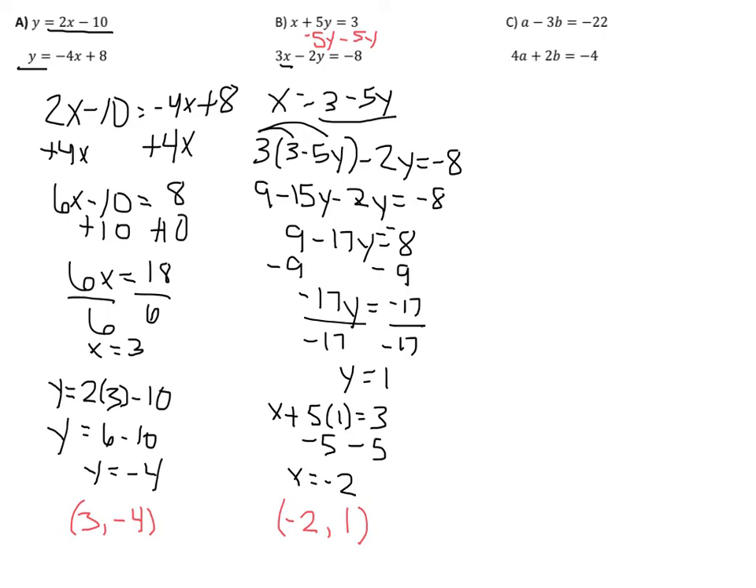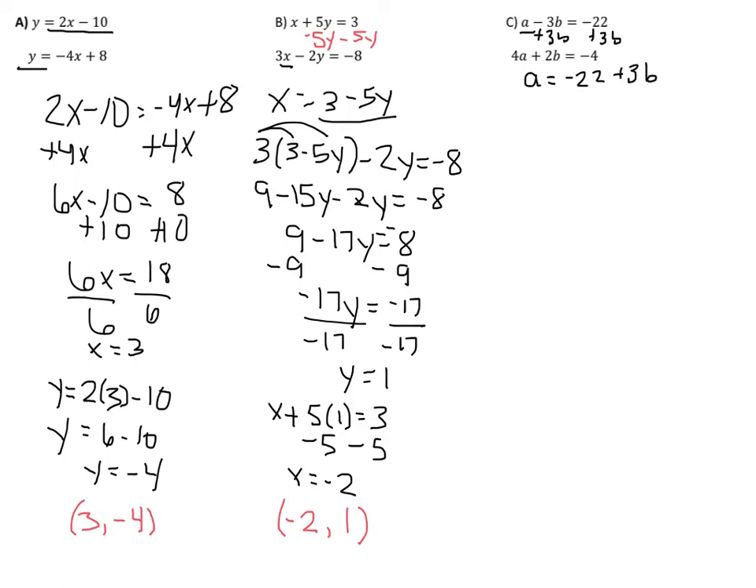On the third example, we see that a is the piece that doesn't have a number. Sometimes they'll all have numbers and you will have to solve, but in this case a doesn't have a number. So I'm going to add 3b to both sides, so that I end up with a equals negative 22 plus 3b.